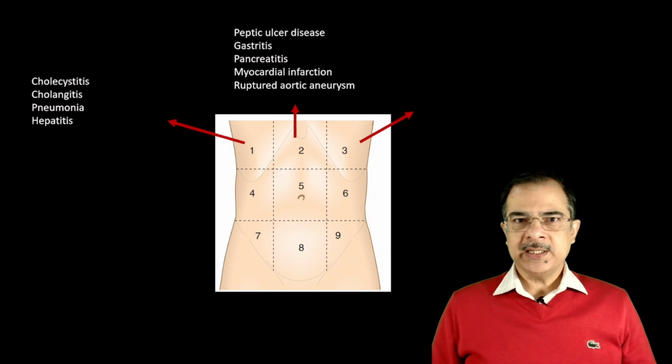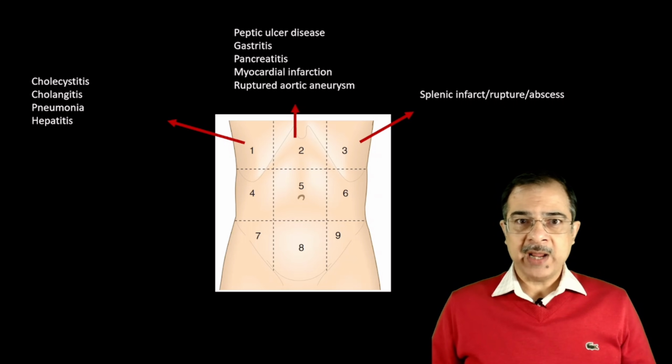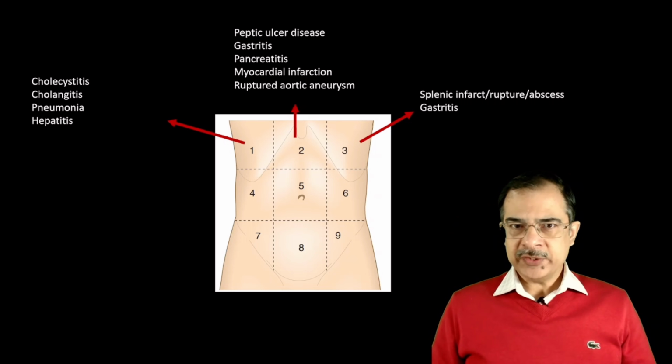Number three site, that is the left upper abdomen. The pain can be because of spleen pathologies like spleen infarction, rupture which is due to trauma, or abscess. Spleen abscess can be a primary spleen abscess and can be because of embolism from infective endocarditis. Pain of gastritis can occur at this site also, as can gastric ulcers.